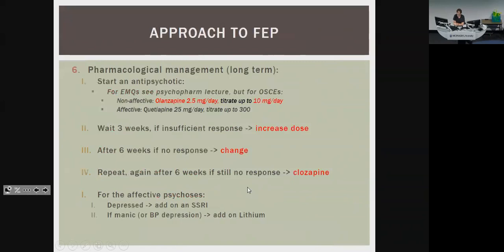Did you guys do clozapine counselling this morning in your first session? Yeah, you should learn how to do that. That would be a really good OSCE station.